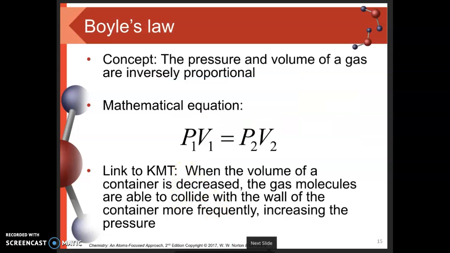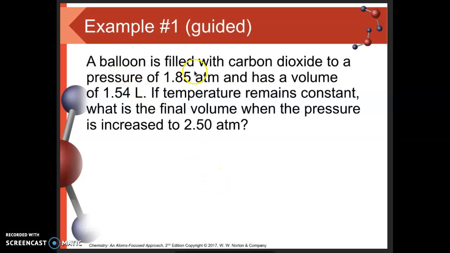Let's take a look at a problem involving Boyle's law. So we're told that we have a balloon filled with carbon dioxide to a pressure of 1.85 atmospheres and a volume of 1.54 liters. If temperature is constant, what is the final volume when the pressure is increased to 2.5 atmospheres? So we can see here we've got one set of conditions, so we're just going to mark that with a 1. And we've got a second set of conditions here where we don't know its final volume. This is a perfect place for Boyle's law because, again, temperature is being held constant. So P1V1 is equal to P2V2.